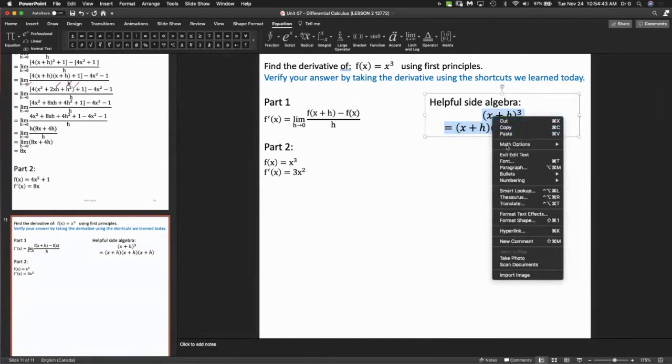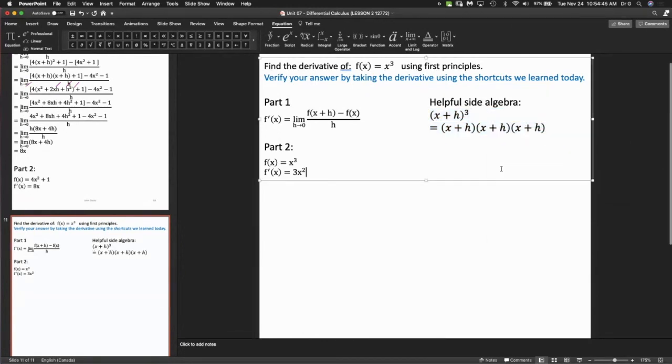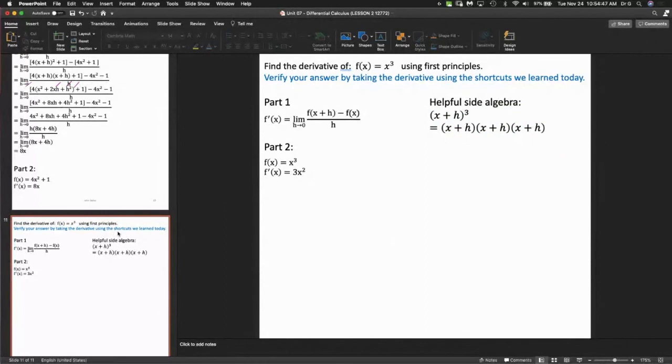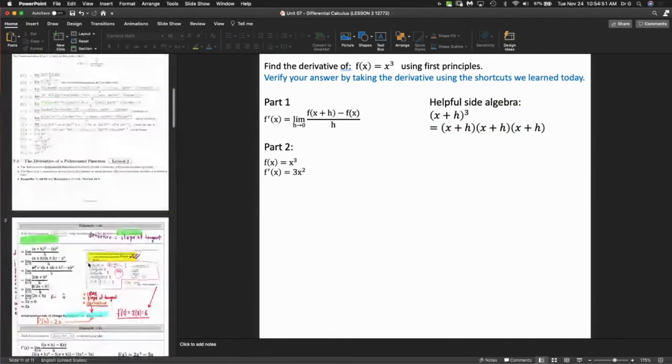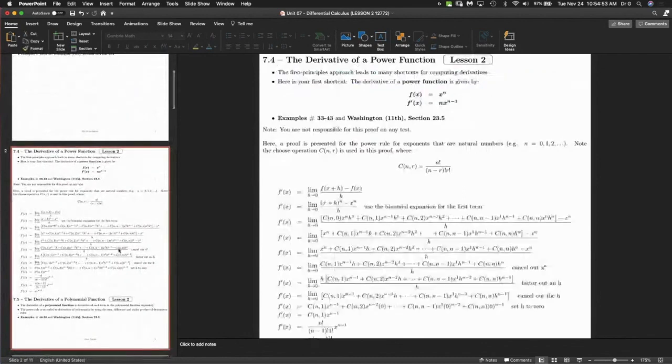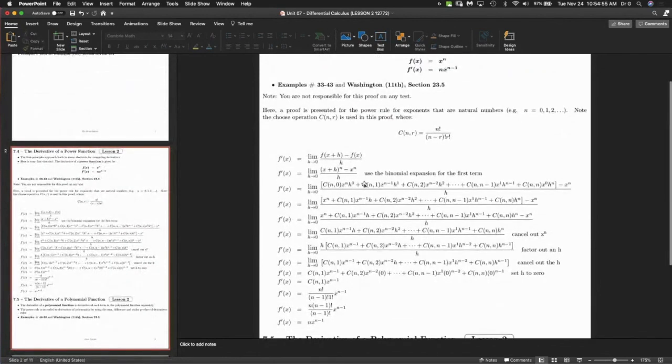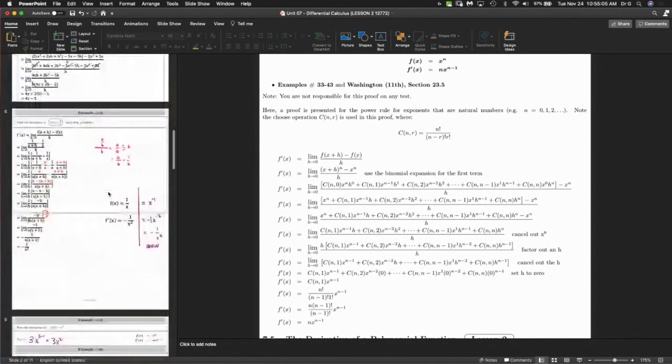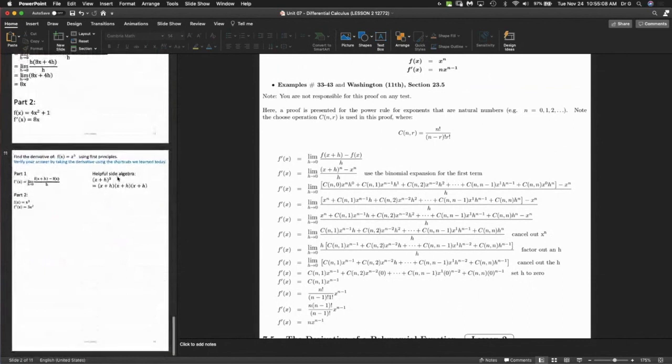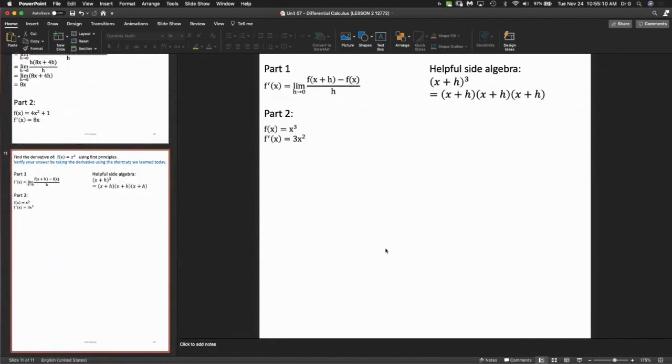Actually, it's kind of funny because I've given you the proof in this book. Over here, see this here? This is the proof for the power rule, and it does involve not cubes, but any power. That's just crazy. Anyway, by the way, you're not responsible for any proofs for that kind of stuff, so don't worry.